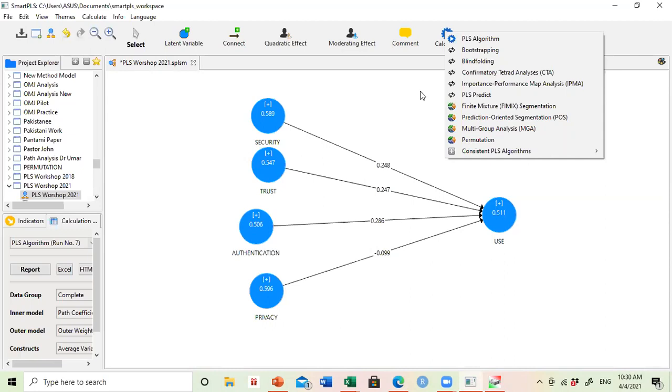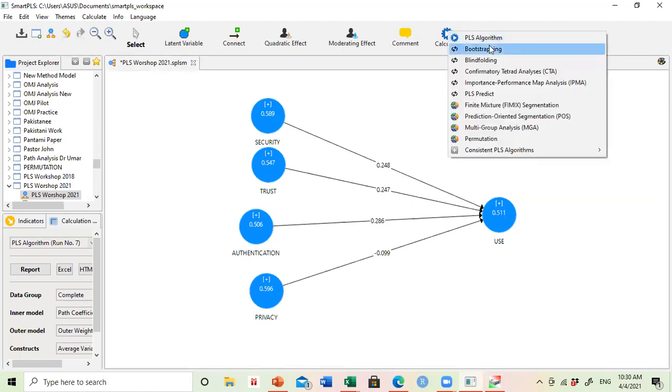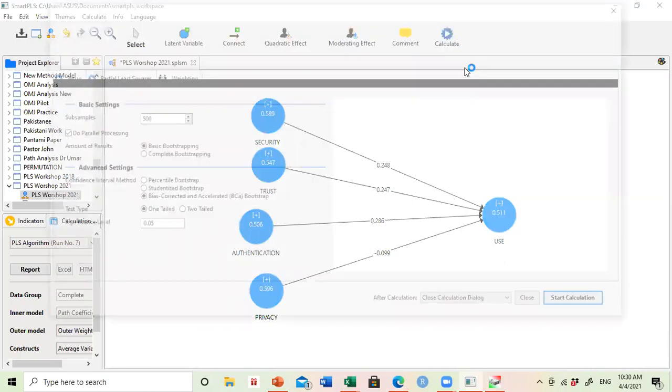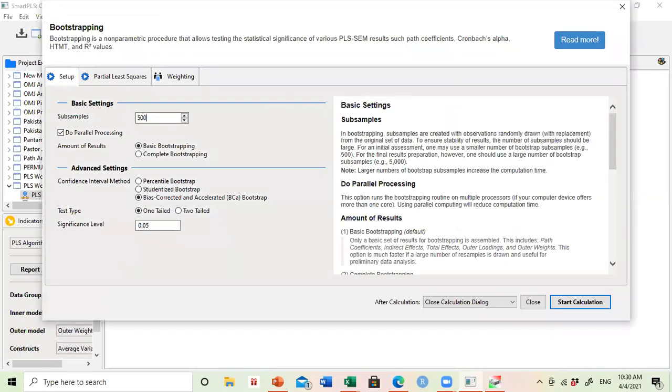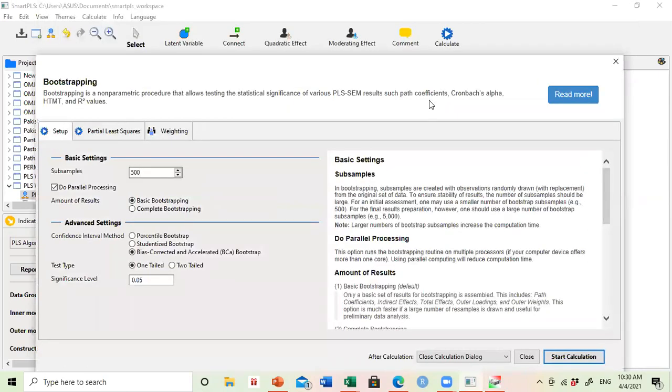You understand? It runs your data different times. For example, if you have 1, 2, 3, the first time you run your data, it takes 1, 2, 3, or 3, 2, 1, or 3, 2, 2, up to certain times. Let's start and see, maybe you understand better. We click bootstrapping. In this case, we have a subsample, 500 subsample.